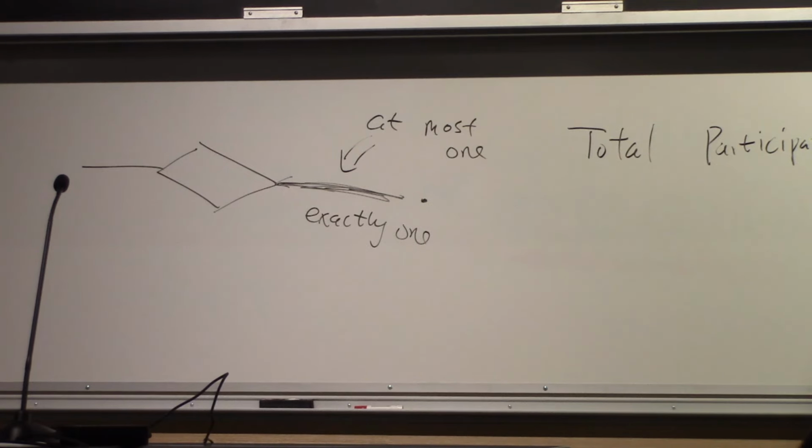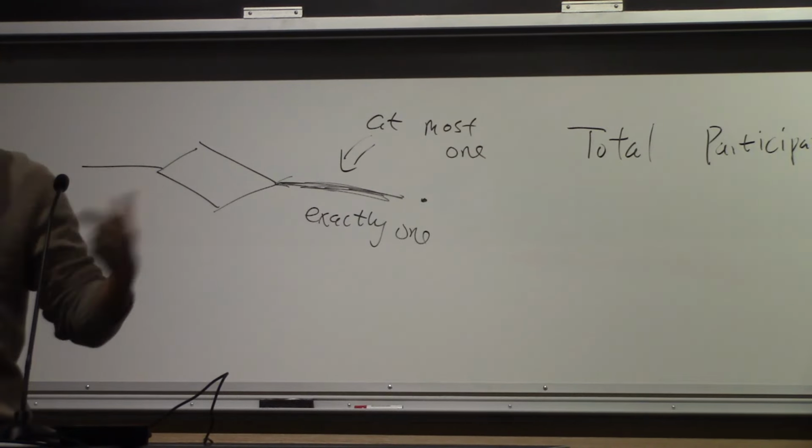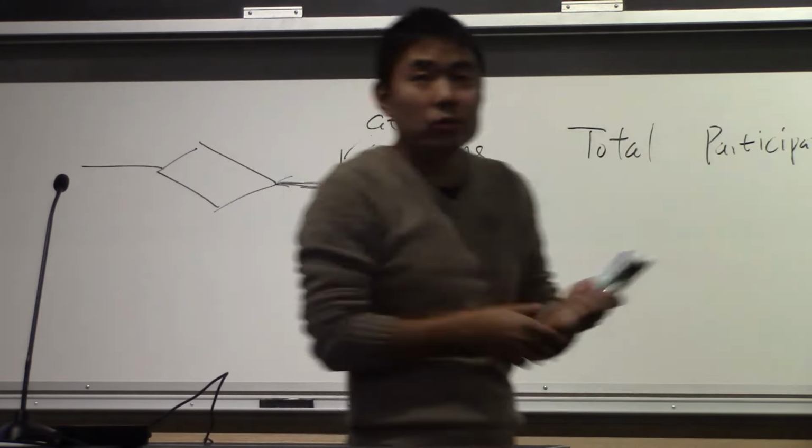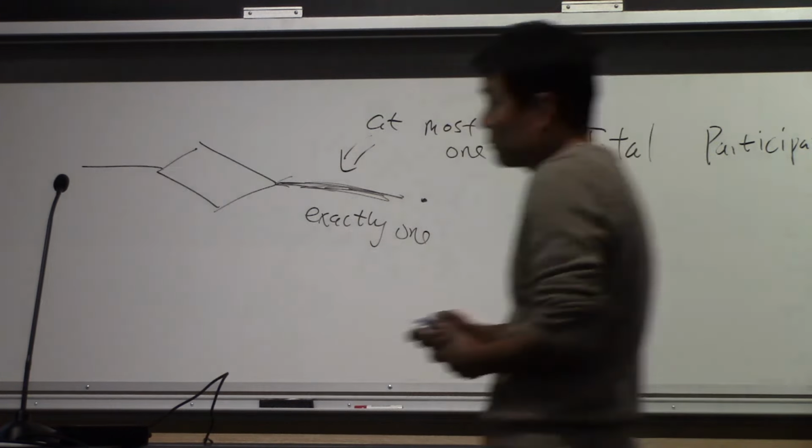So this means on this side, okay? If I add both lines to it, what does it mean? For, of course, for a given entity on the right-hand side. Okay? Any question on this?